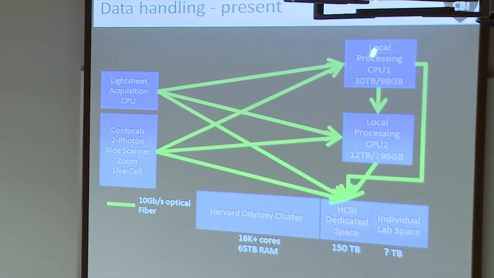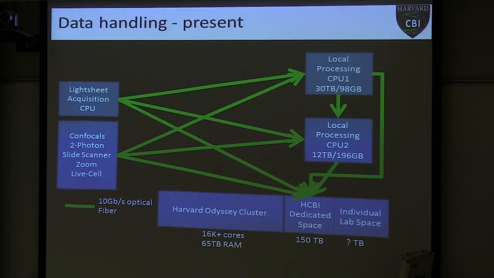And then we also have 2 processing computers that sit on the fiber network. And all of these are connected to our expandable storage space that sits at a server farm in downtown Boston. So we currently have, actually this should say we're up to 200 terabytes now of dedicated space for our facility. And this is just in an expandable server farm.